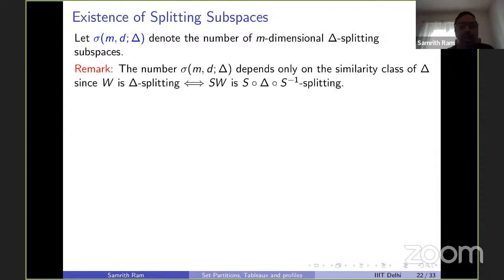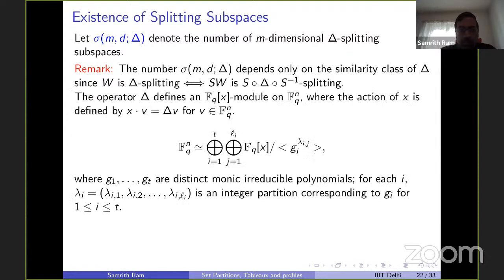In fact, this is somewhat redundant here because we already know that the number of subspaces with a given profile only depends on the similarity class type. But nevertheless, there is an explicit bijection here between the delta-splitting subspaces and the S delta S inverse splitting subspaces. So if two operators are similar, one can in fact provide an explicit bijection between the m-dimensional splitting subspaces for both operators. All right, so maybe there's some stuff here that I'll quickly skip over in the interest of time.